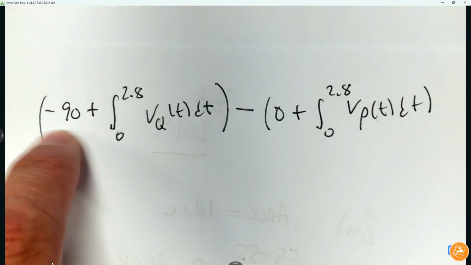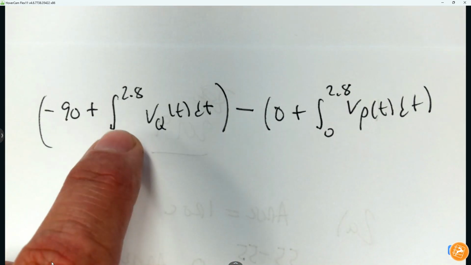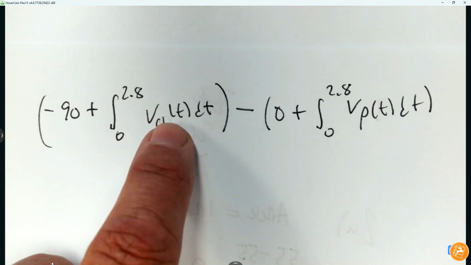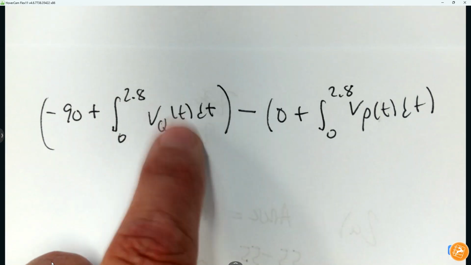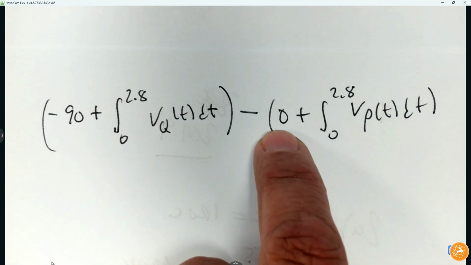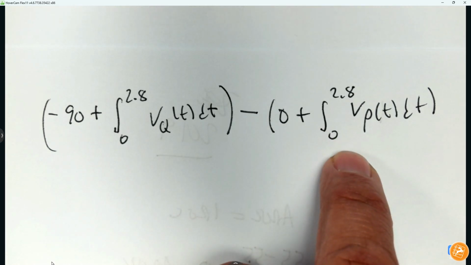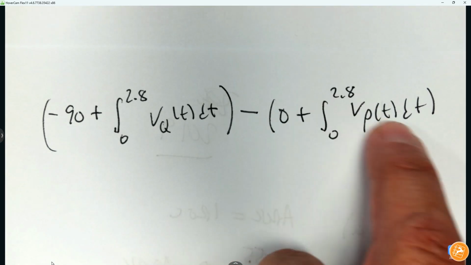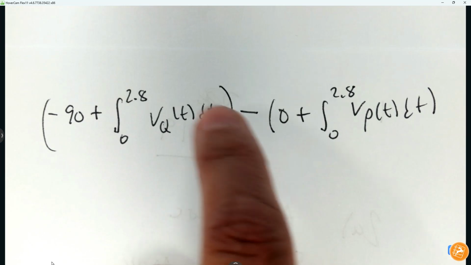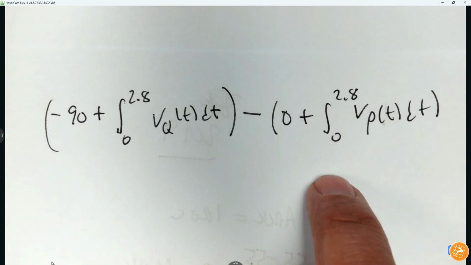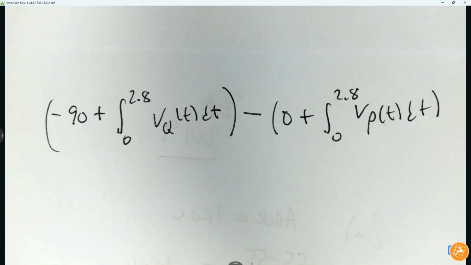So it starts at negative 90 at 0, and we're going to integrate up to 2.8 with our calculator to figure out what distance, where the position is. Same thing here, it starts at 0 plus, and we're up to 2.8. We're going to do this off the table, and we subtract to see what the difference is between the two positions. So I'm going to type this in the calculator right now.